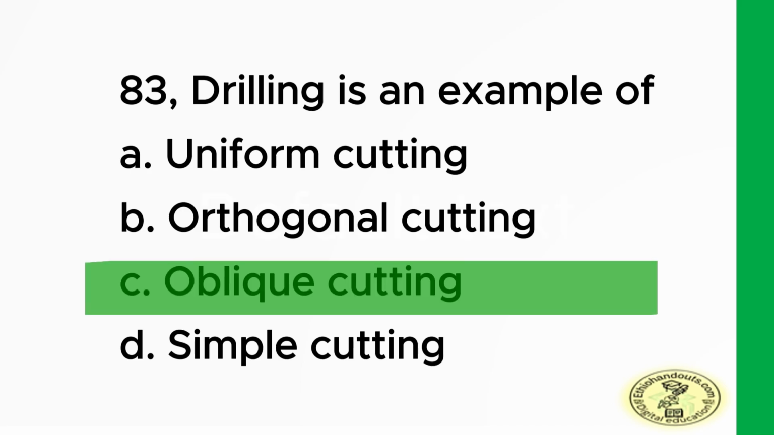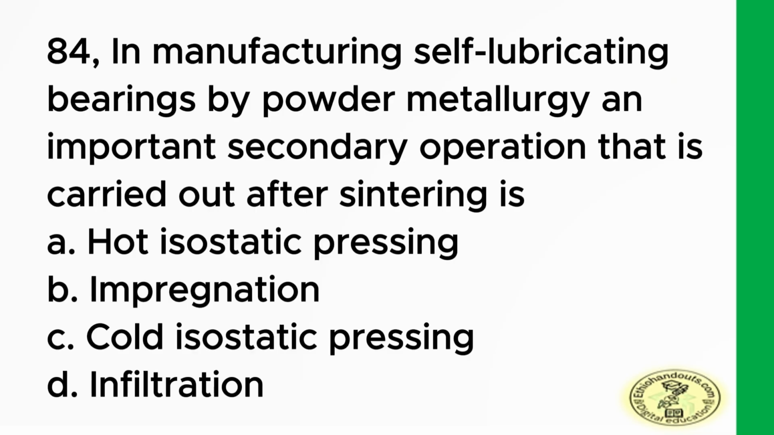The correct answer is C. Oblique cutting. 84. In manufacturing self-lubricating bearings by powder metallurgy, an important secondary operation that is carried out after sintering is A. Hot isostatic pressing, B. Impregnation, C. Cold isostatic pressing, D. Infiltration.